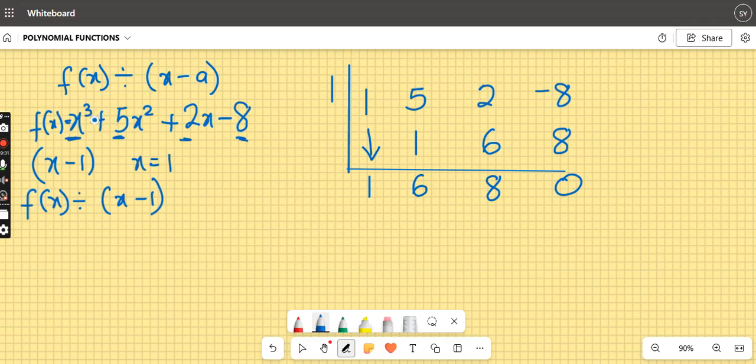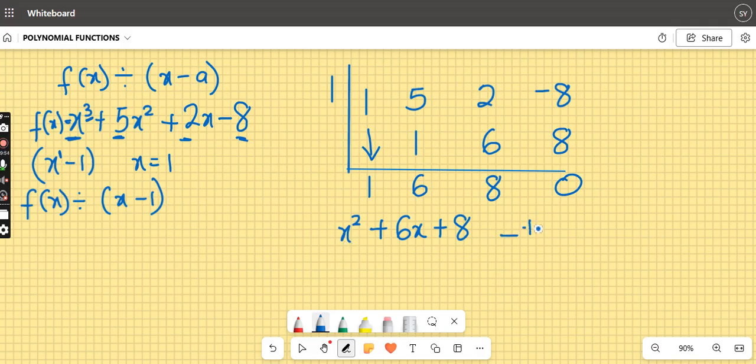Now, since we have a power of 3 divided by a power of 1, we are going to have a power of 2. So our degree is going to be 2. So we are going to have a quadratic, x squared plus 6x plus 8. And that is our quotient. It is also a factor. Now, since this is a factor, let's factorize it.